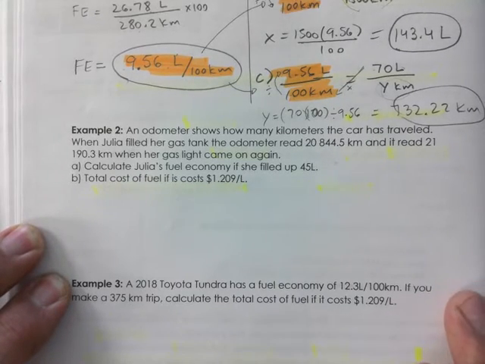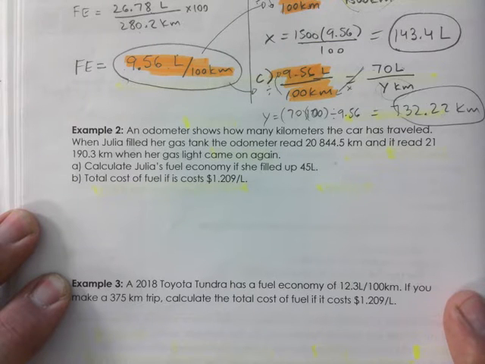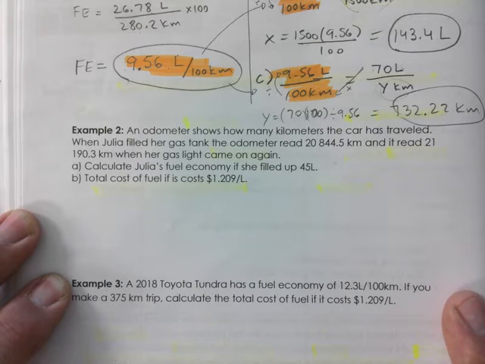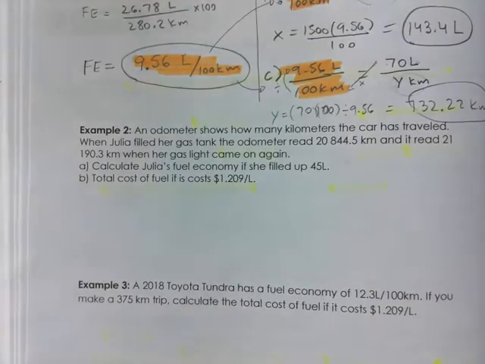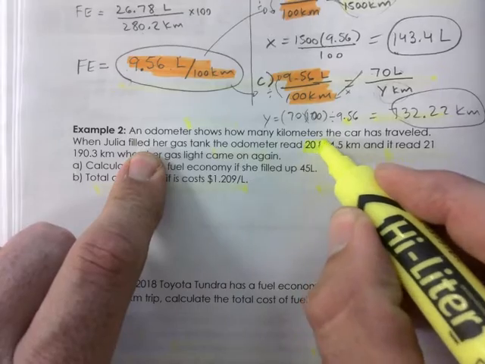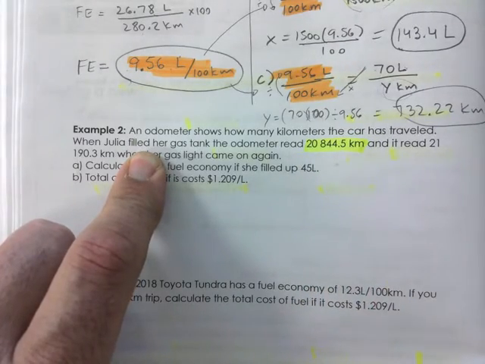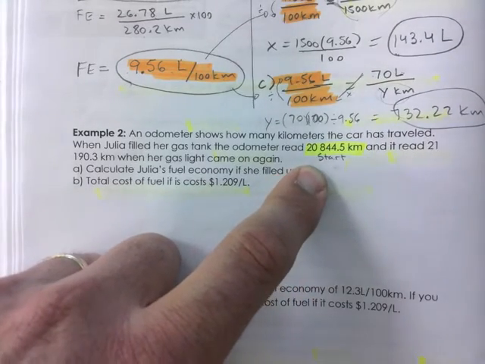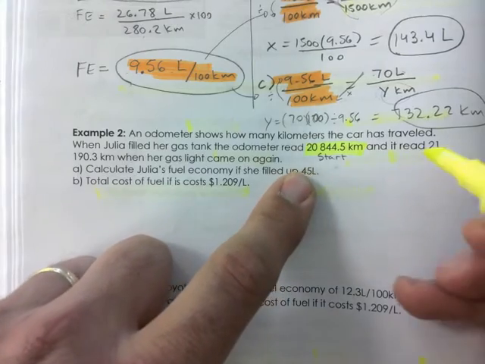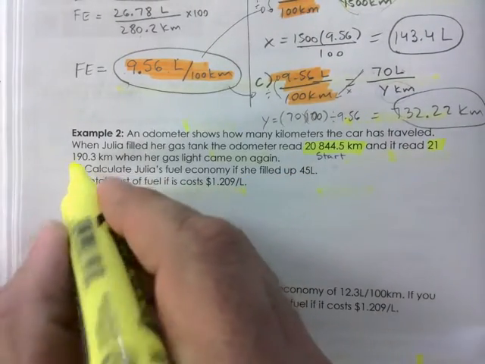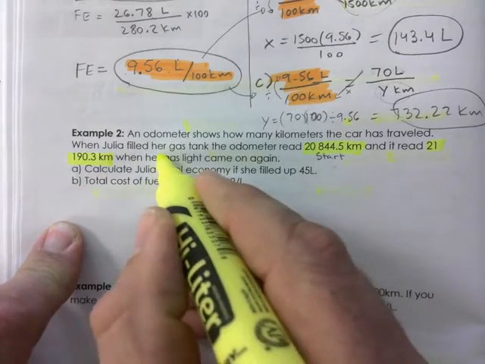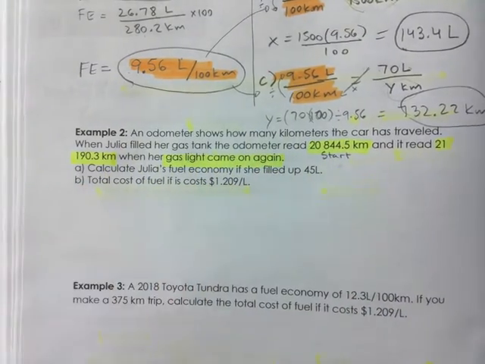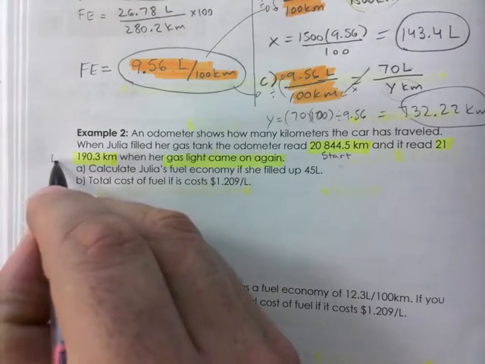Let's go to page 41 again. An odometer shows how many kilometers a car has traveled. Sorry, Julia, this is completely coincidence, okay? When Julia filled her gas tank, the odometer read, I'm going to highlight that, right? So at the beginning, it read this, okay? This is the start. Let's put start underneath. Then it read this much when the gas light came on again. So that's your end reading, okay?